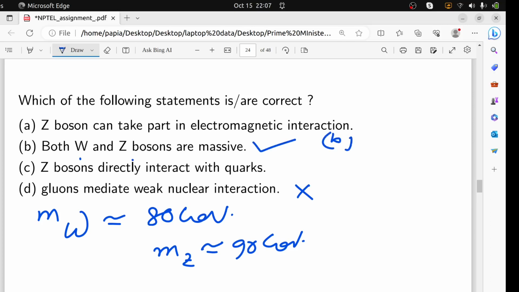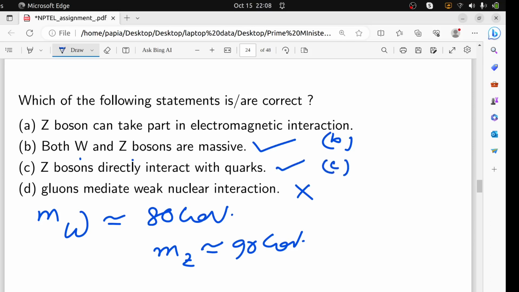So the B option is correct. Now coming to C option. Z bosons directly interact with quarks. Yes, that is also correct. Because let's say in any nuclear reaction which is weak nuclear reaction, quarks are present. As it is weak interaction, that means it will be mediated by either W plus, W minus or Z. So in that case Z can directly interact with quarks, right? So the correct option will be C.